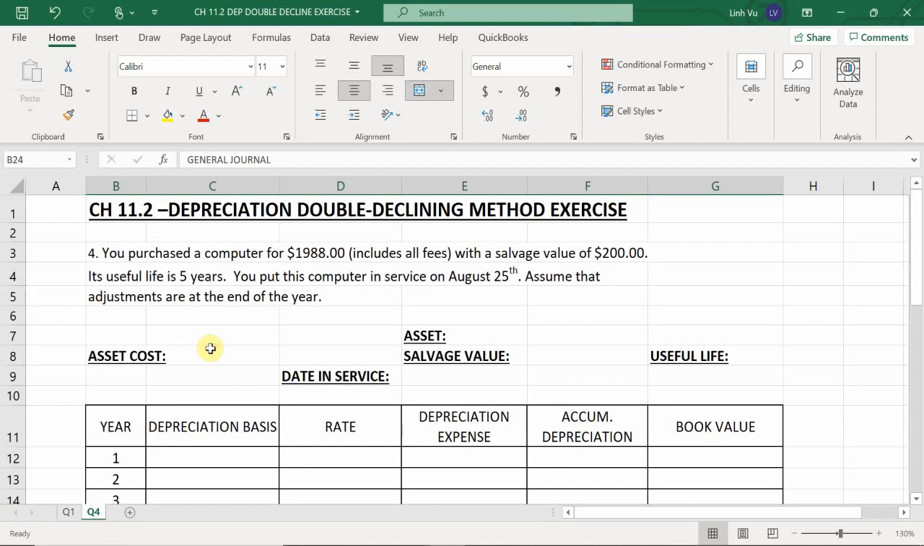All right. Question number 4 through 6. Okay. In this case, we decided to purchase a computer for $1,988. Okay, which includes all fees and taxes and things like that. Okay. With a salvage value of $200. Okay, its estimated useful life is 5 years, and of course, you put this computer into service as of August 25th. Assume that the adjustment entries are going to be done at the end of the year, December 31st.